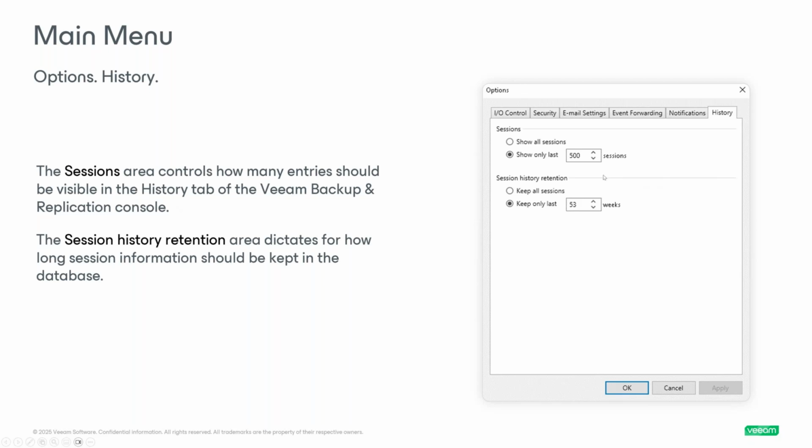Here on the history tab, you are able to control the history of your sessions and how you view them. So you'll be able to see the number of entries in the history tab. You can limit it so you only show a certain number of sessions, or you can also change the retention so that it will only show you a certain number of weeks at a time.